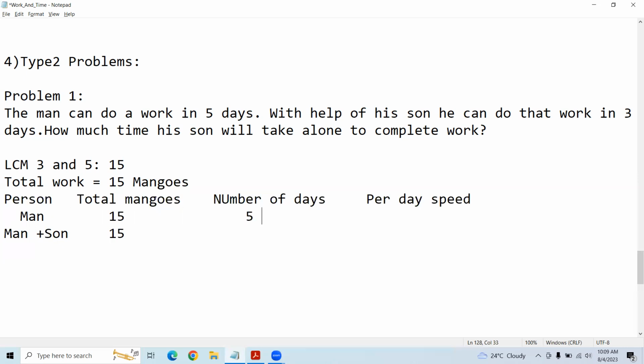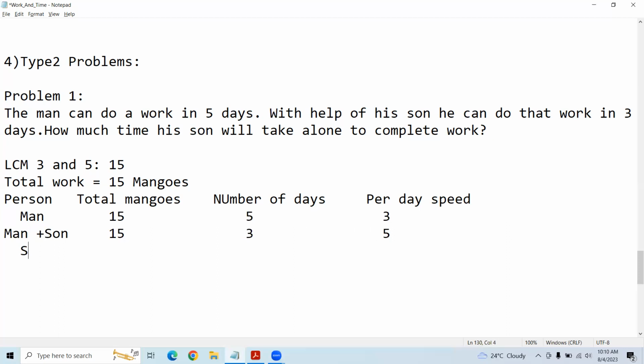So in 5 days, he is eating 15 mangoes. So one day he will eat 3 mangoes. 5 threes are 15. And man plus son, they can complete in 3 days. So in 3 days, 15. So 3 fives are 15. So man plus son, they together eat 5 mangoes.